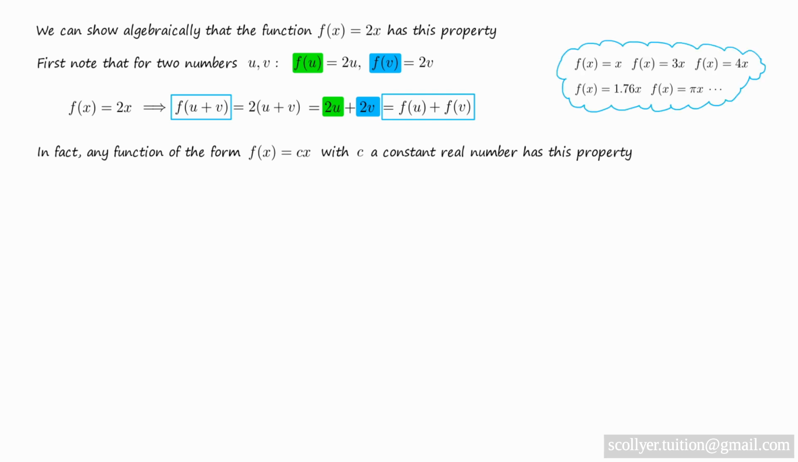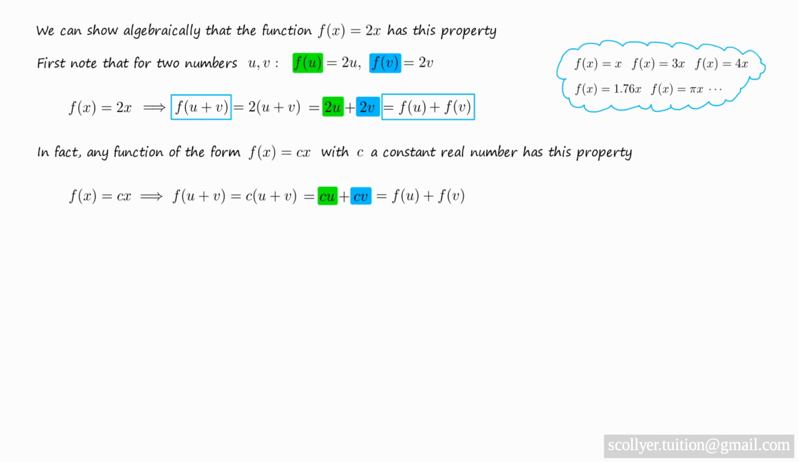And so these are the functions that look like f of x equals x, or f of x equals 3x, or something like f of x equals pi x. And we can check that algebraically as follows. If f of x equals cx, then f of u plus v equals c times u plus v, which equals cu plus cv. Cu is f of u, and cv is f of v. So again, f of u plus v equals f of u plus f of v.